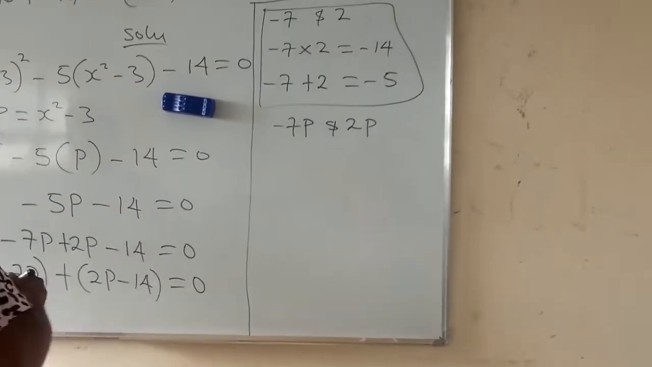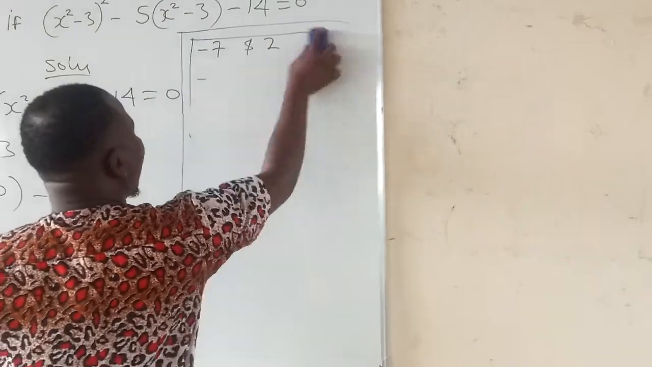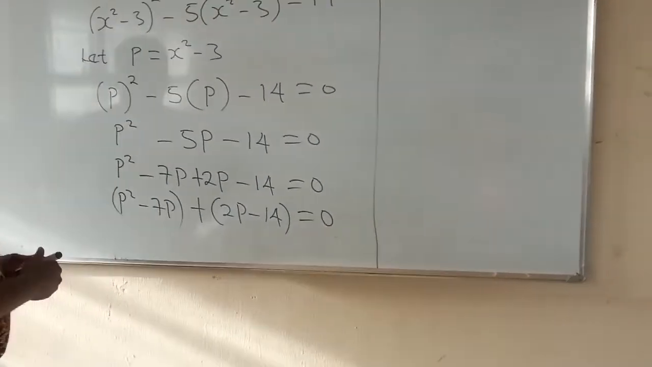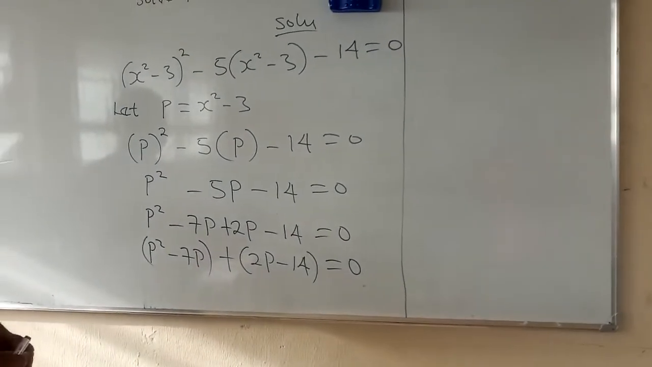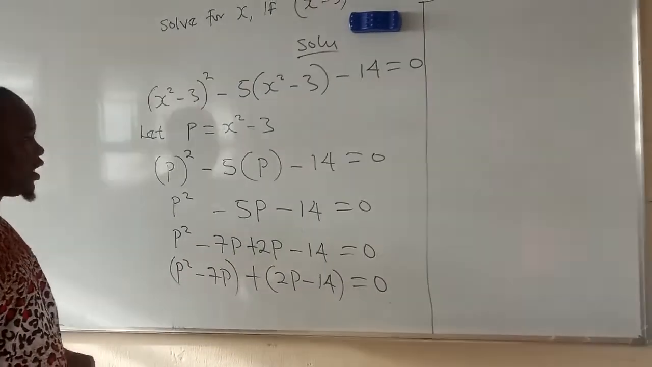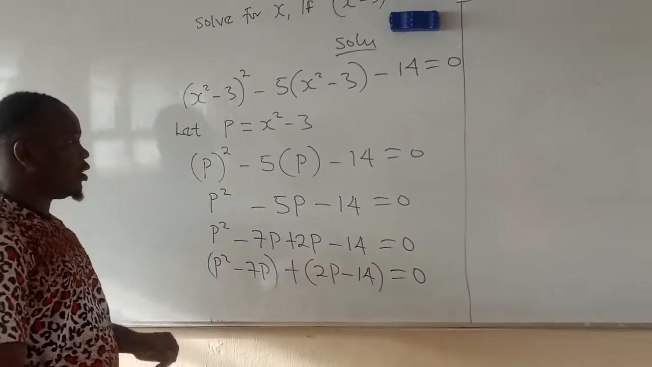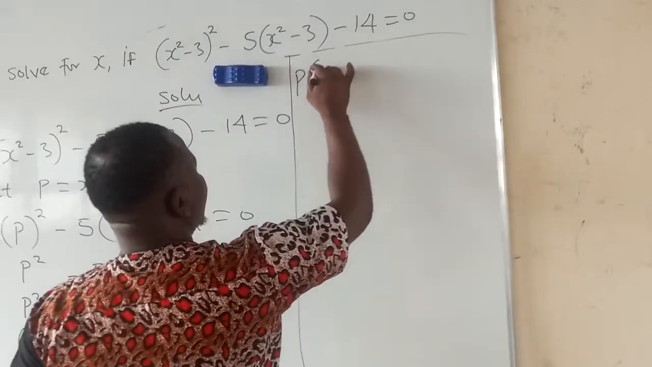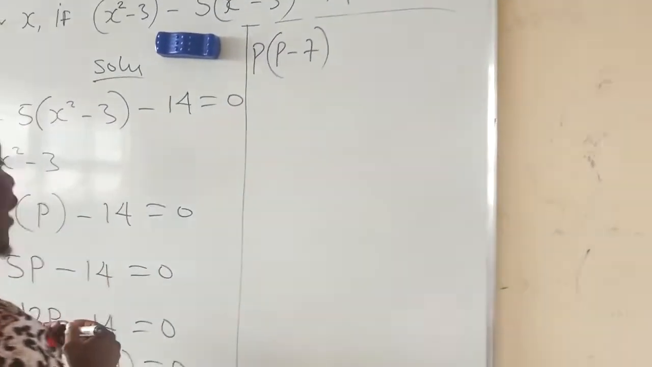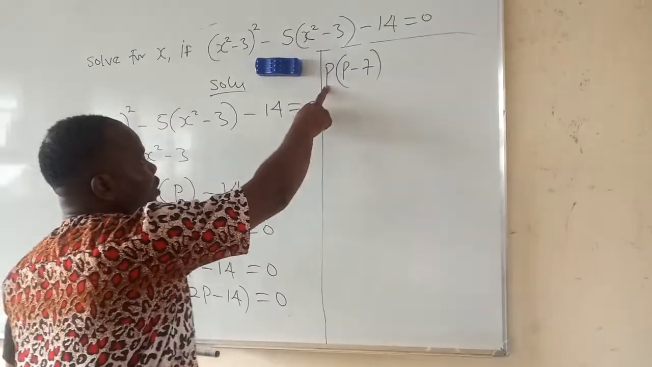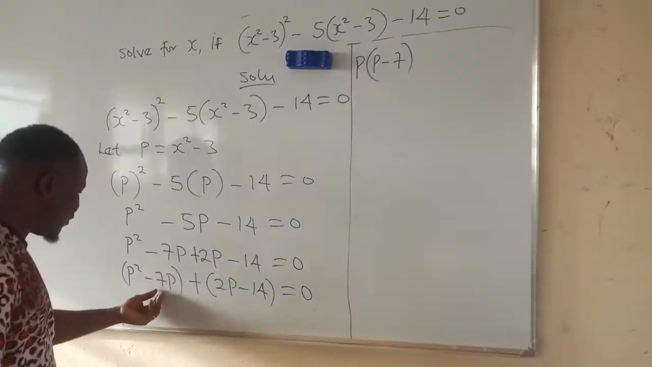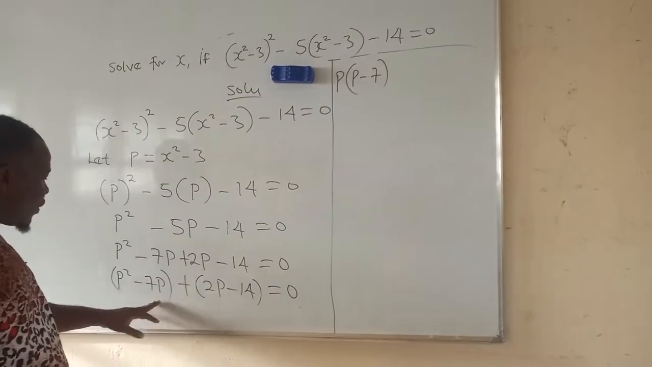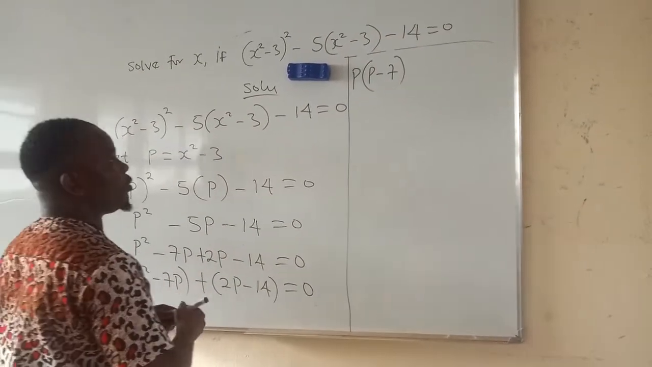Is that clear? So, if you agree with me, let us ask ourselves this question. The first bracket, look at it very well. What is common in this first bracket? You know that, without one telling you, p is common. So you bring p out, all in brackets, p minus what? 7. It implies that if you use this p to multiply out this bracket, you will still get back this, p squared minus 7p. True or false?